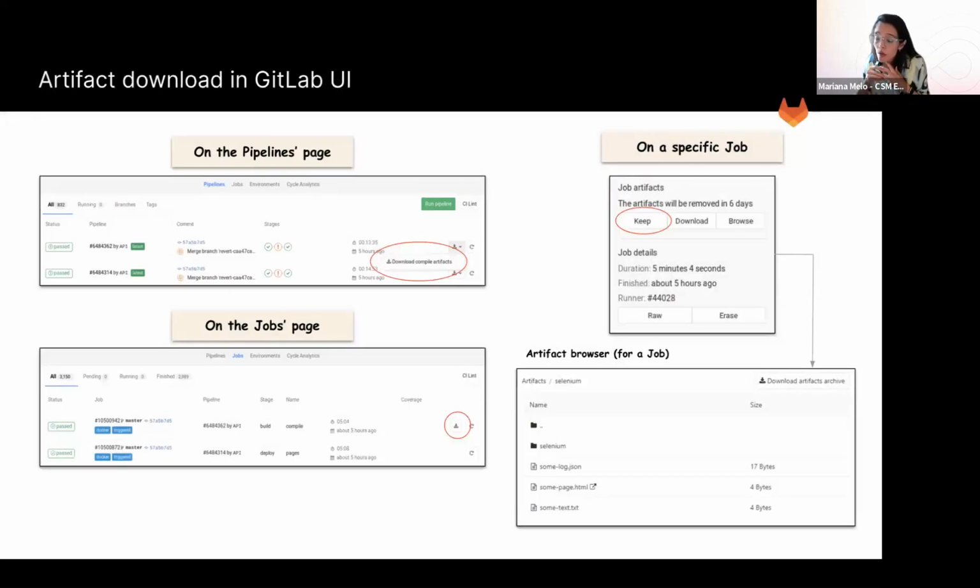You can download in the GitLab UI, on the pipelines page, on the jobs page, or on a specific job. And in this case, if you'd like to consider the artifact browser, it's only if you are using the GitLab package registry.